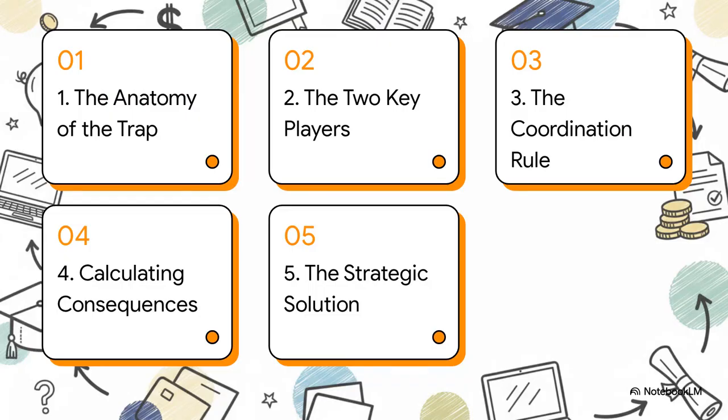So here's how we're going to tackle this. First, we'll get a handle on what this trap actually is. Then, we'll meet the two key players, the specific sections of the tax code that are clashing. After that, we'll look at the rule that connects them, walk through the exact math that creates this tax problem, and, most importantly, we'll finish with a clear, strategic solution to make sure this doesn't happen to you.